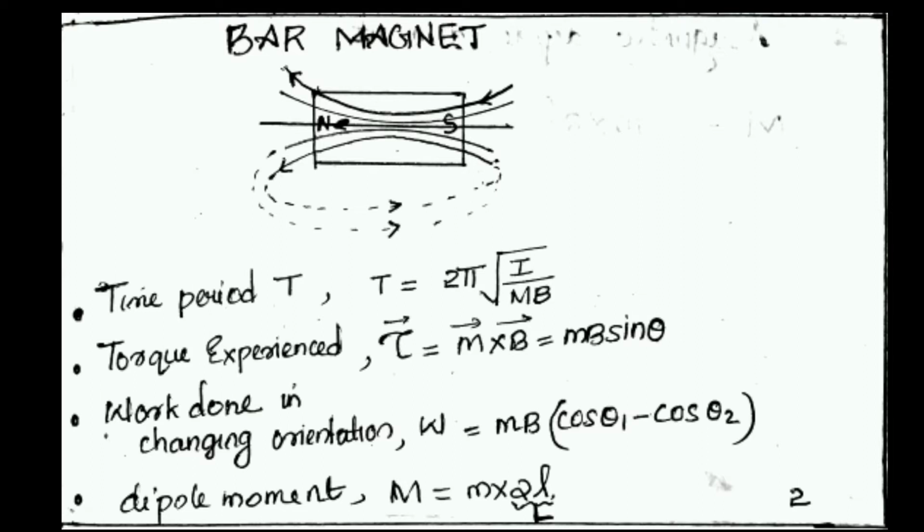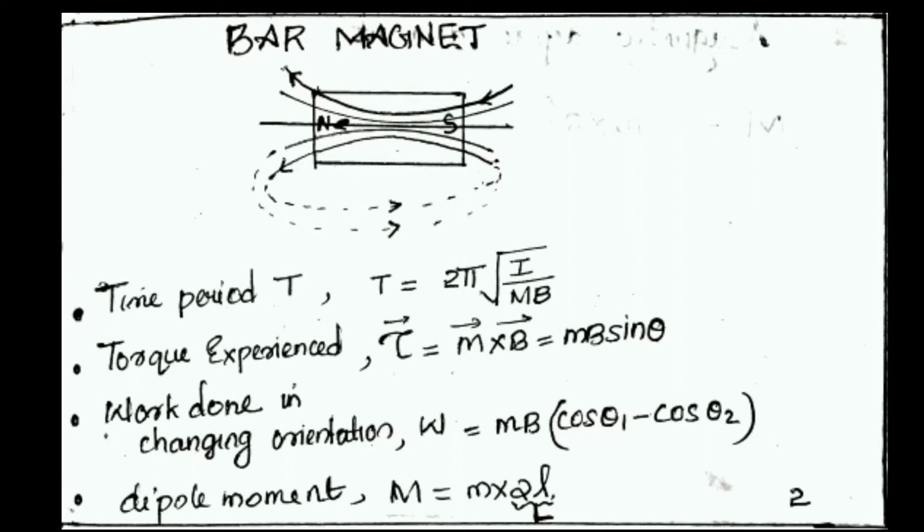Time period of the bar magnet is T equal to 2 pi root of I by mB, where I is the moment of inertia about the axis of rotation, m is the magnetic moment of the magnet, and B is the uniform magnetic field.